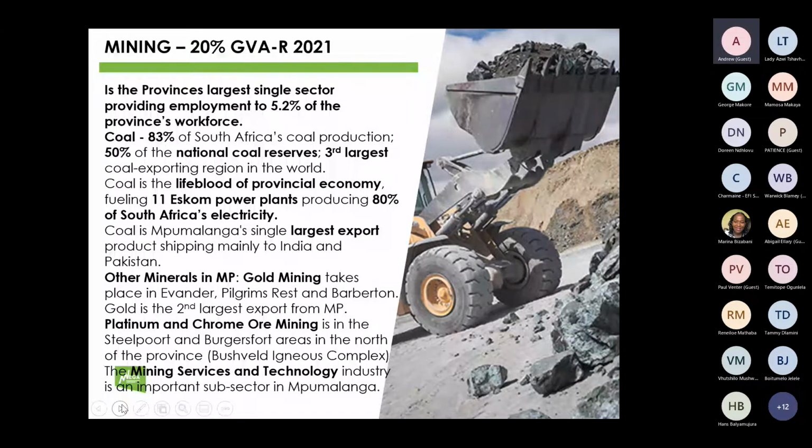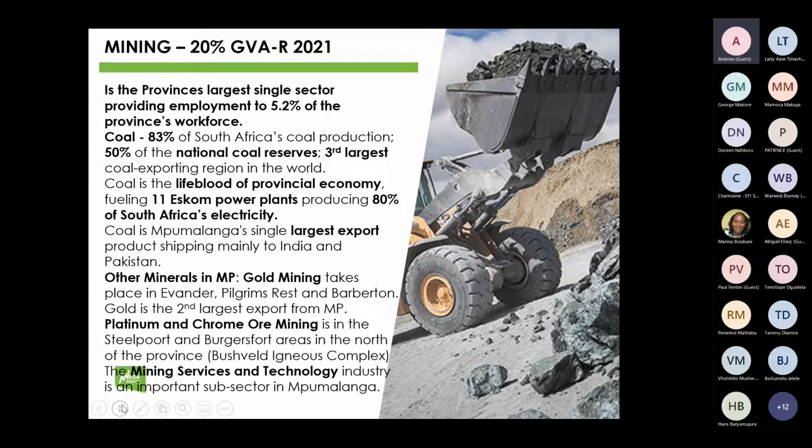Our mining sector accounts for 20% and is the largest contributor to our provincial economy. It provides employment for more than 5% of the province's workforce. 83% of South Africa's coal production is located in Mpumalanga, and 50% of the coal reserves. Coal is the lifeblood, unfortunately, of the provincial economy, fueling 11 Eskom power stations, and 80% of South Africa's current electricity is produced by coal.